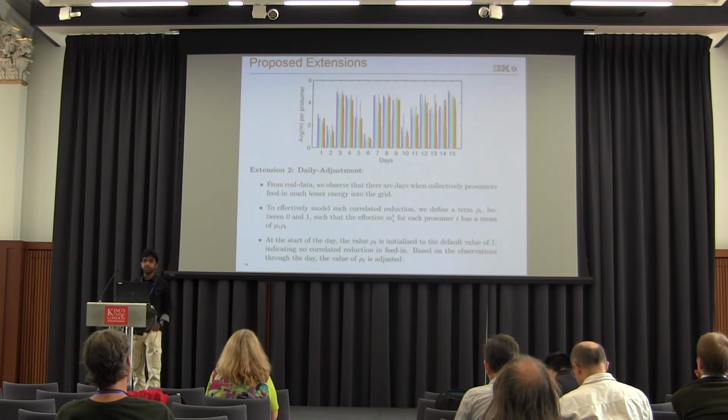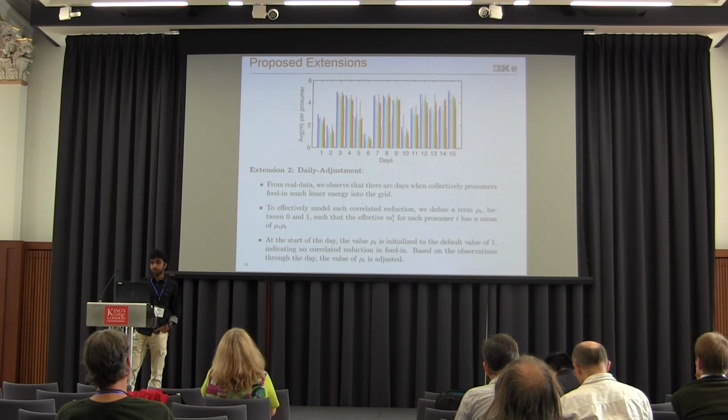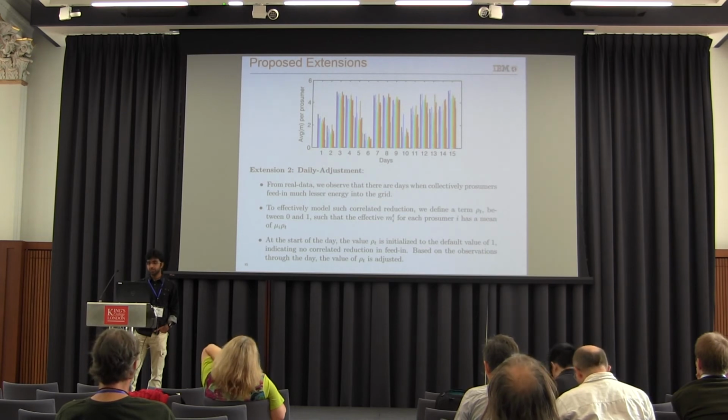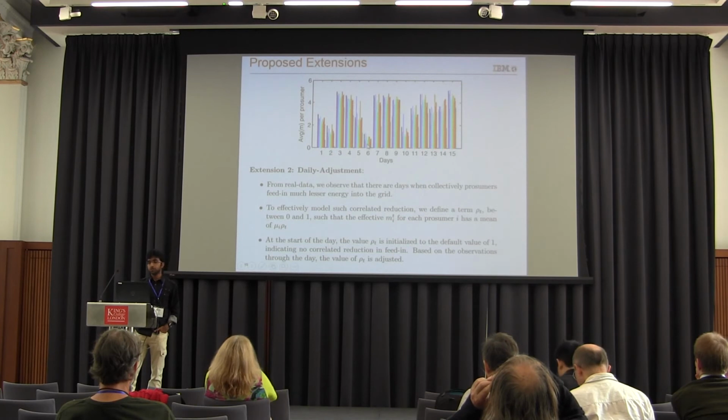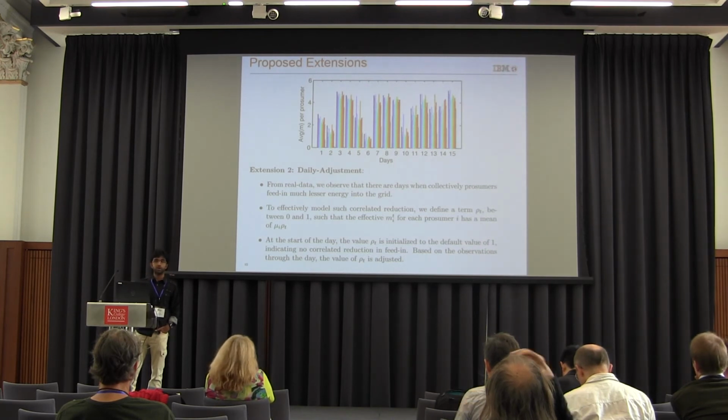The second extension is daily adjustment. Here is the plot of the average generation of all the prosumers over different days. You can see that there are some days where the average generation is significantly less than the overall average. So for these days we have another set of variables which check the total generation so far and adjust the mean appropriately.